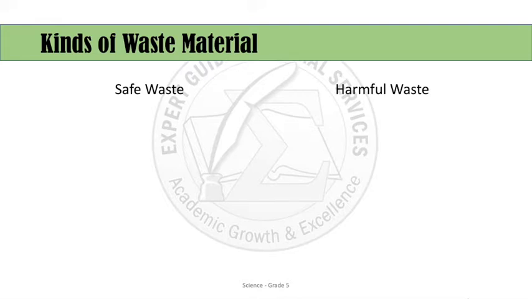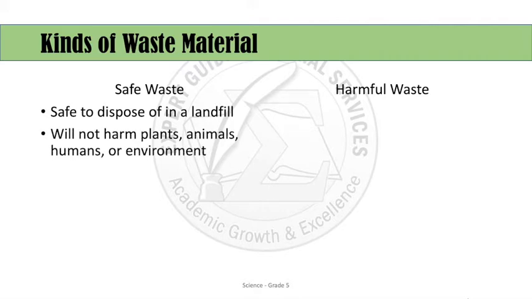Now, let's talk about the kinds of waste materials. There are safe waste and there are harmful waste. Safe waste is waste that is very safe to dispose in the landfill. It will not harm plants, animals, humans, or the environment, because remember, in the landfill we bury the waste. Examples are food leftovers, paper, and clothing, because these things are biodegradable.